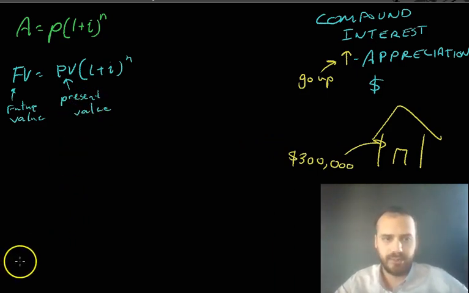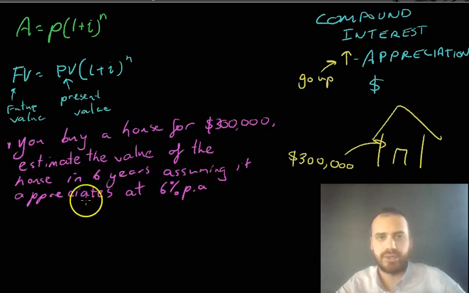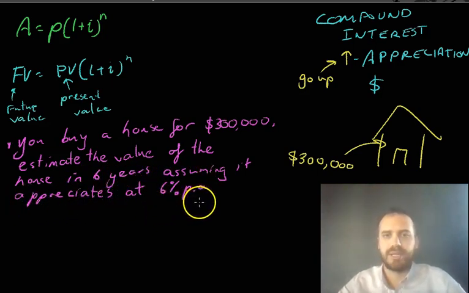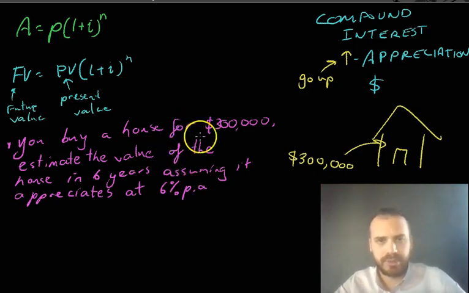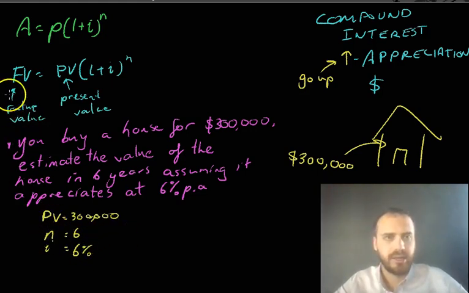So a question you get asked might look like this. You buy a house for $300,000, estimate the value of the house in 6 years, assuming it appreciates at 6% per annum. So there's some information here: a present value of $300,000, a time value of 6 years, and it's appreciating at 6% per annum. That's our interest rate. And we don't know the future value. That's the thing we're trying to find out.